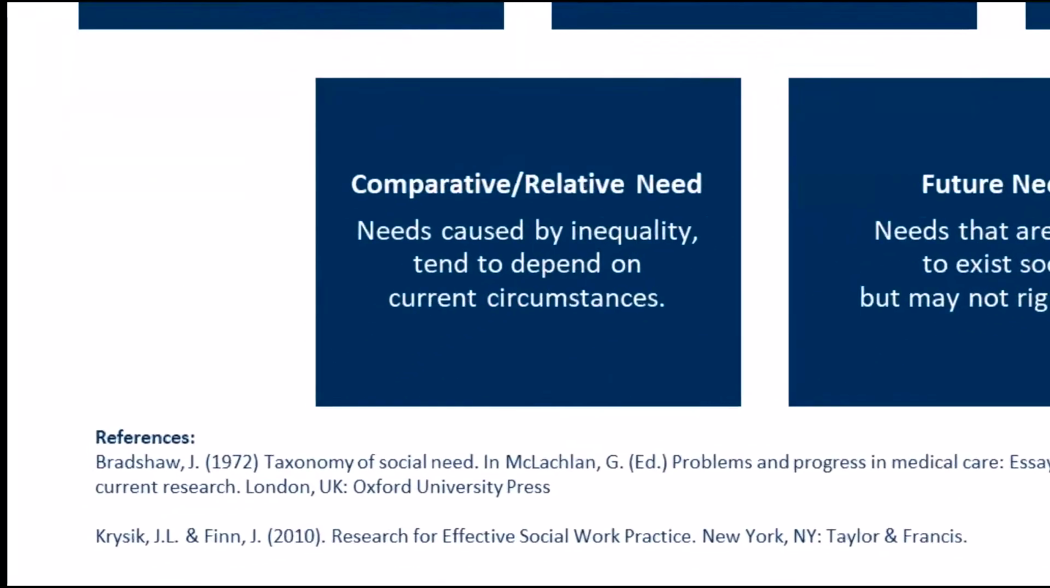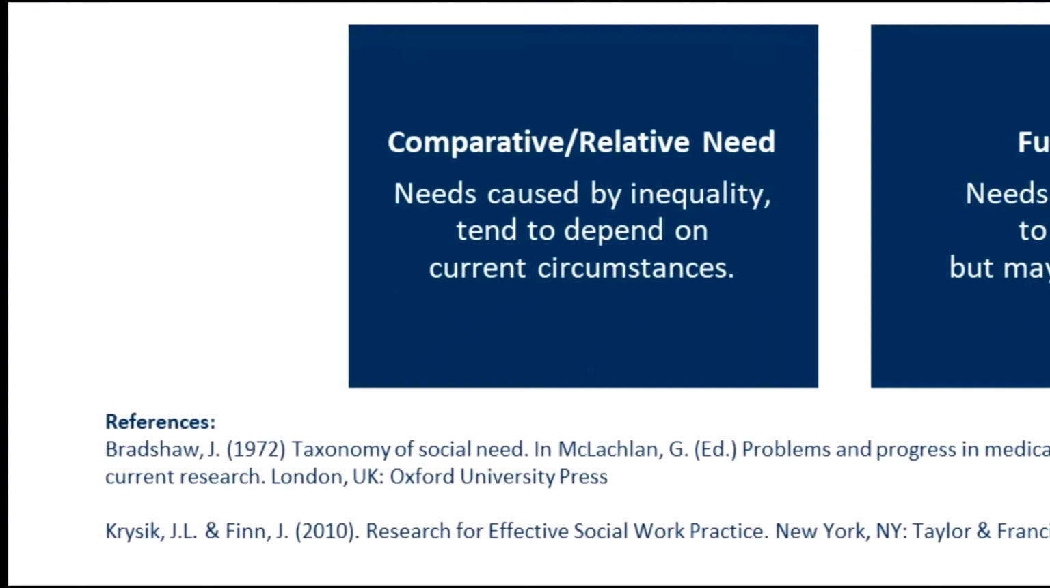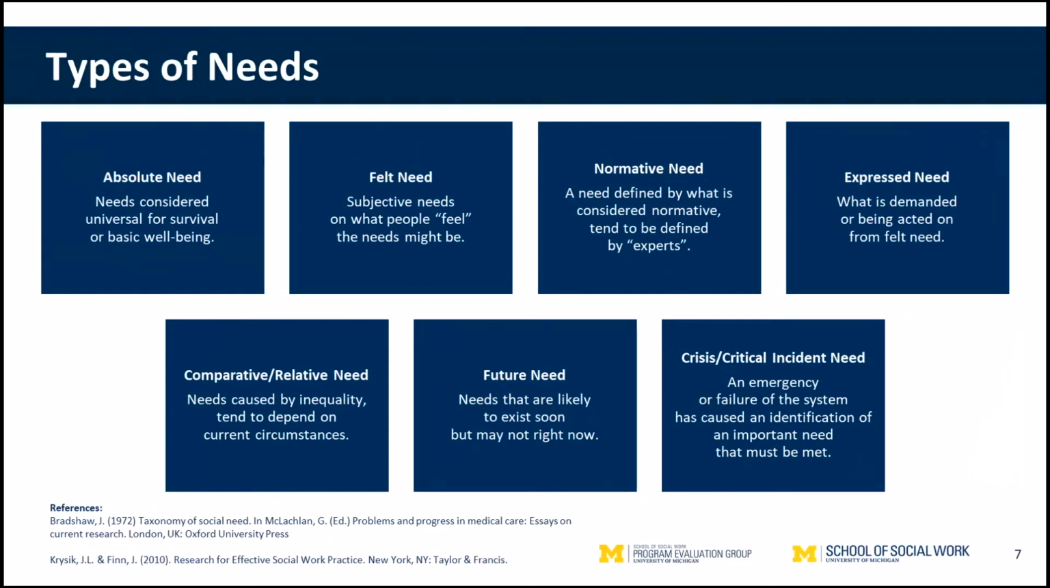Comparative or relative need explores the needs caused by inequality or an injustice and tends to be based in current circumstances. Examining wage inequality by race and gender, looking at the average lifespan across all major cities in the United States, or determining what regions of Detroit have the largest gap between needed mental health services and available mental health services are all examples of assessing this particular type of need.